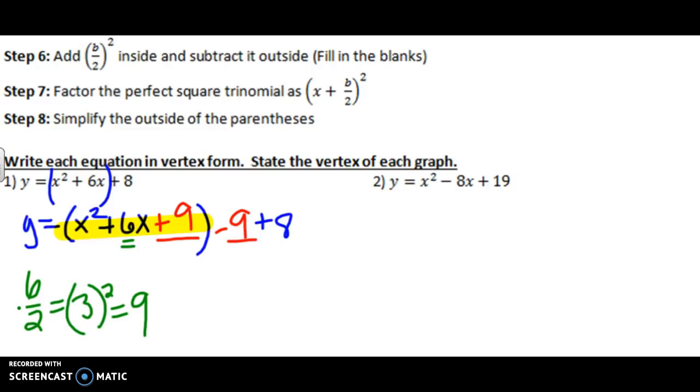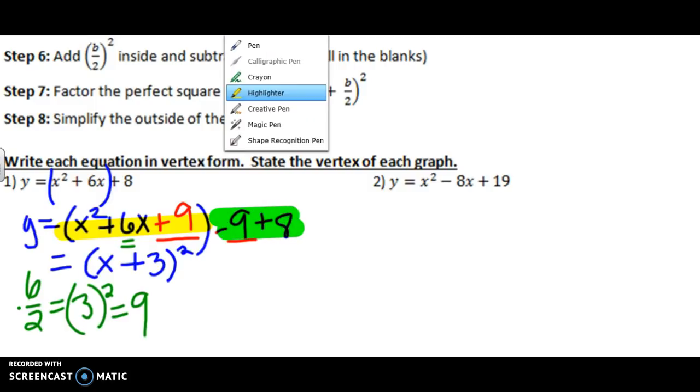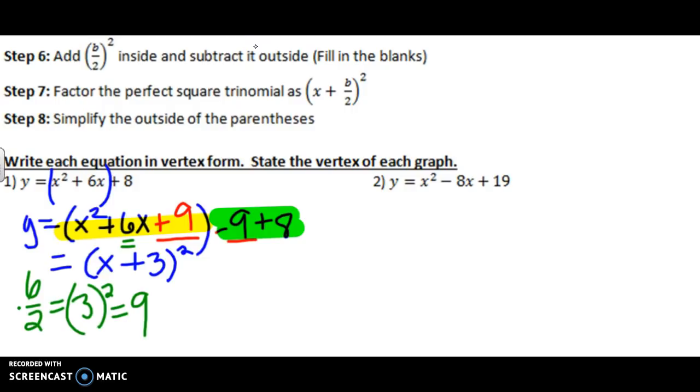And then we're going to take this part right here, and we're going to factor that into that perfect square that we had before. So we know that this would be x plus 3 quantity squared from the inside. Now our job is to add these two outside numbers together, and they live on the outside. So negative 9 plus 8 gives me negative 1. So my standard form of the problem is what was given to me, but then my vertex form is x plus 3 quantity squared minus 1.